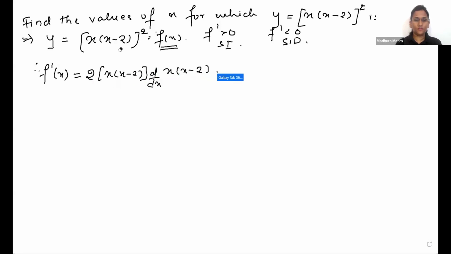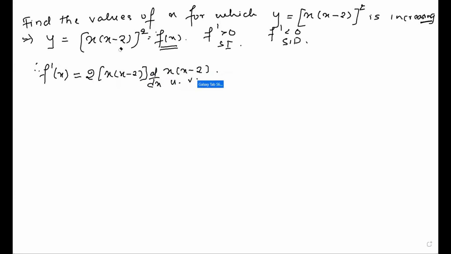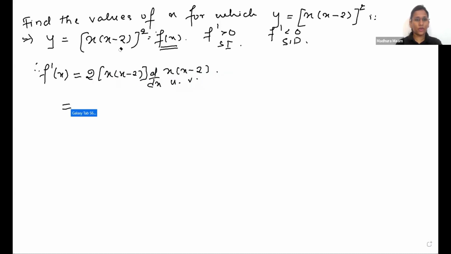Correct? So tell me, is this again the UV rule here? Yes, ma'am. Because x is one function, x minus 2 is one more function. So this is in the form of composition. If we treat it as x square, what is the derivative? It is 2x. But in place of x, we have x into x minus 2. So I again have to find the derivative of x into x minus 2.